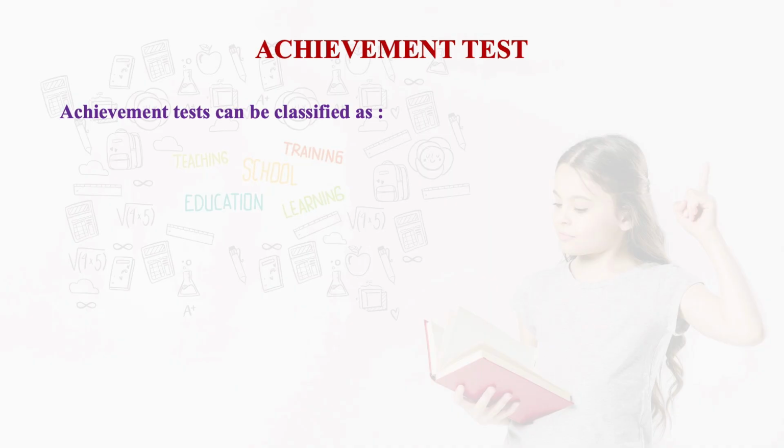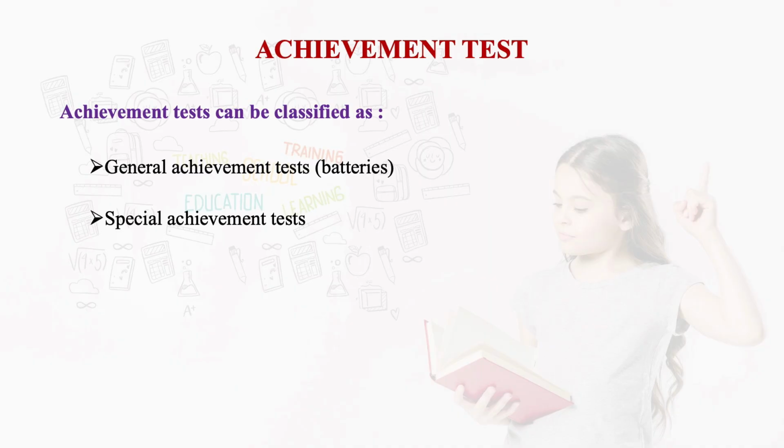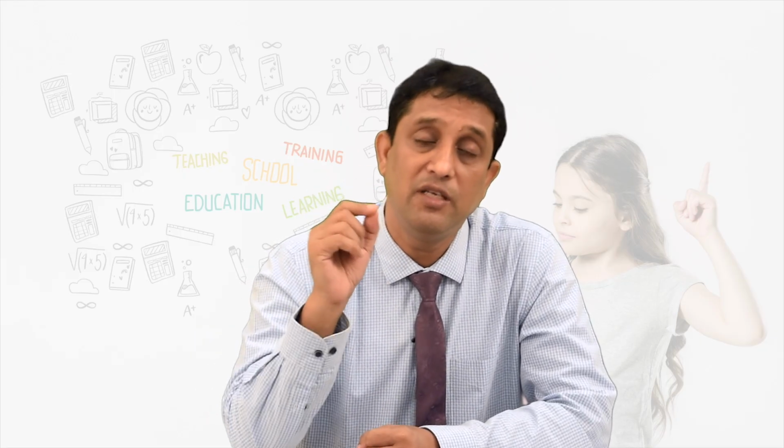And further, achievement tests can also be classified as general achievement tests and special achievement tests. A general achievement test is called an achievement test battery. That means here you will find that questions are taken from different areas. It may be from reasoning, from general knowledge or general awareness, from language skill, and from other subject areas also. And for a special achievement test, you have to focus on only one aspect. If it is science, then achievement related to science. If it is social science, achievement related to social science.